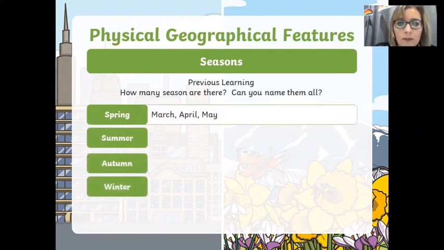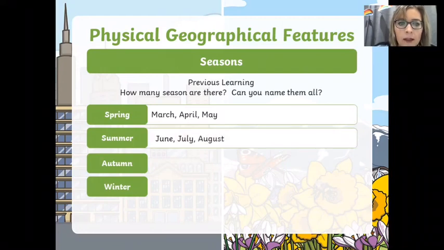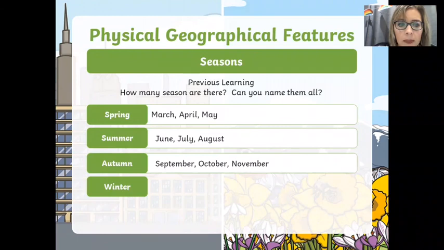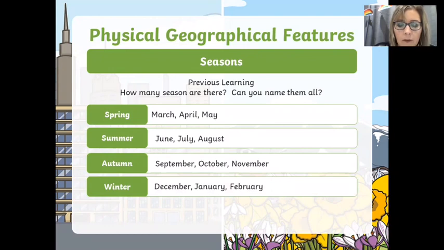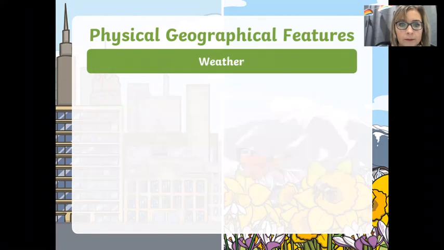Spring are the months of March, April and May. Summer are the months June, July and August. Autumn is September, October and November, and winter, December, January and February. So can you work out which season we're in at the moment? That's right, we're in February, so we're in the winter season right now.